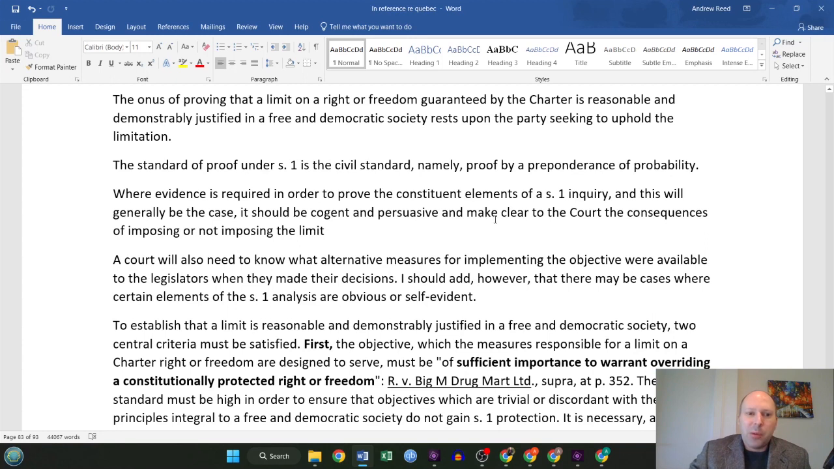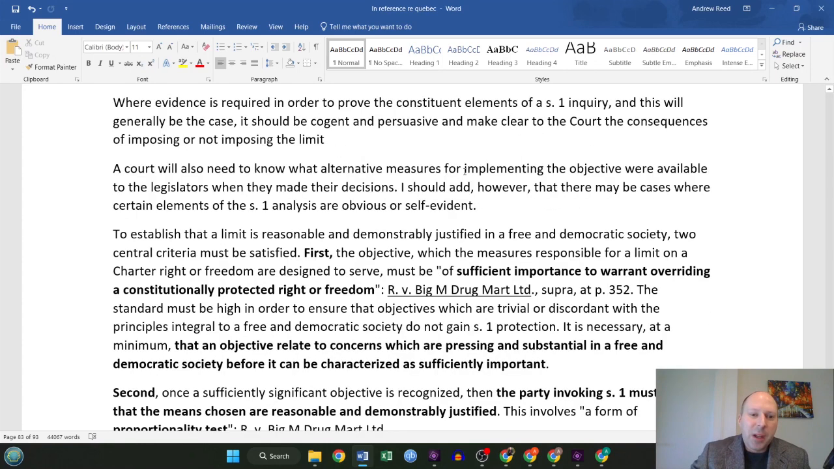The standard of proof under Section 1 is the civil standard, proof by a preponderance of probability. Where evidence is required in order to prove the constituent elements of an S1 inquiry, it should be cogent and persuasive, and make clear to the court the consequences of imposing or not imposing the limit. A court will also need to know what alternative measures for implementing the objective were available to the legislators when they made their decisions. There may be cases where certain elements of the Section 1 analysis are obvious or self-evident.